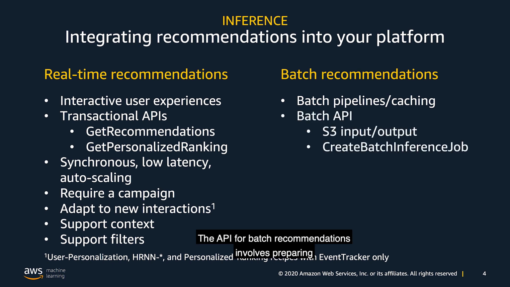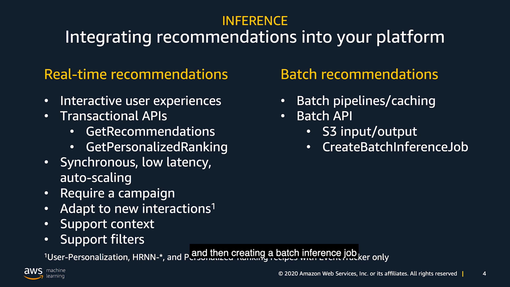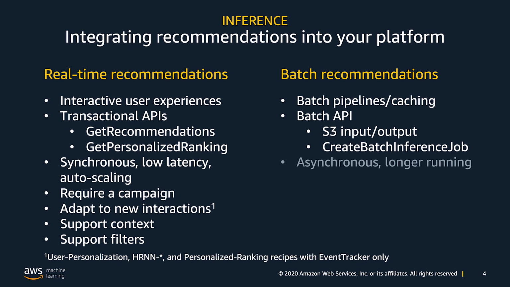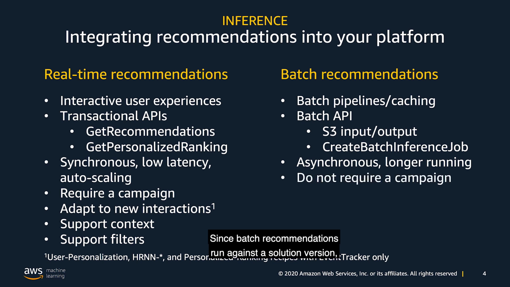The API for batch recommendations involves preparing an input file in JSON format that includes all of the users or items for which you want recommendations, defining an output location in S3 where the results should be saved, and then creating a batch inference job to produce the recommendations. This means that the batch recommendations process is asynchronous. In other words, you create the job and then you have to wait for it to complete. Since batch recommendations run against a solution version, a personalized campaign is not required. This will allow you to avoid the cost of a campaign if you don't need the solution for a real-time use case as well.